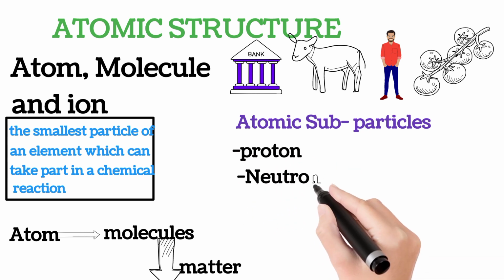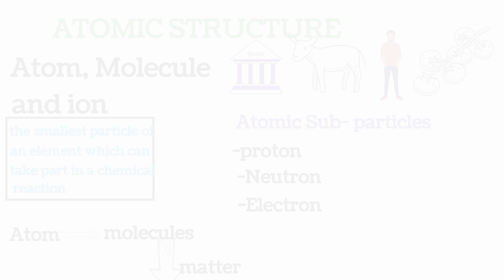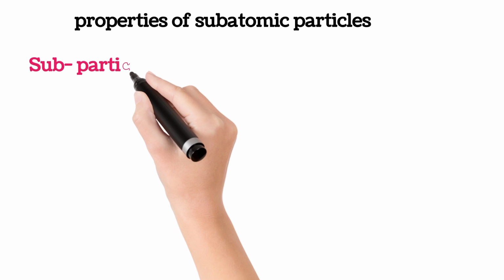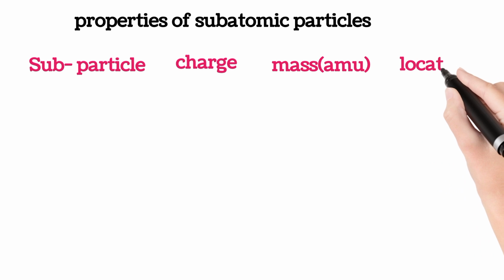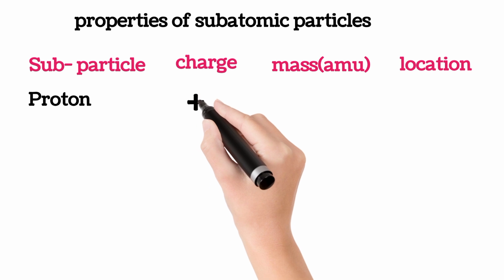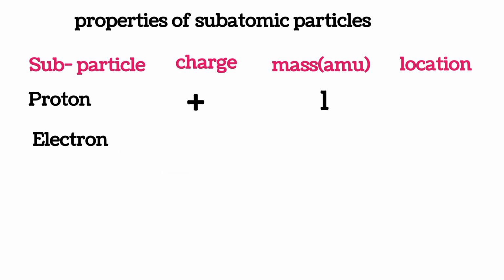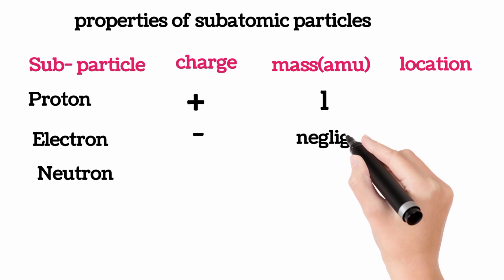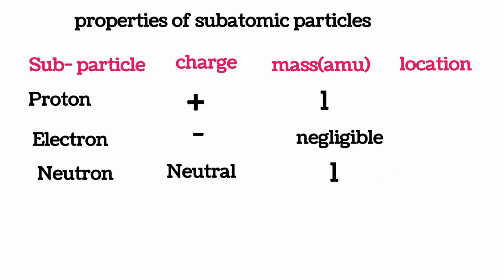There are three main subatomic particles. We have the proton, the neutron, and the electron. These are the three particles that make up the atom. Let's look at the properties of these subatomic particles. We're going to look at them under the headings: subparticle, the charge of the particle, the mass in atomic mass units, and then the location. The proton is positively charged, and it has a mass of 1 unit. The electron, on the other hand, is negatively charged, and the mass is negligible, while the neutron is neutral and has a mass of 1 unit.